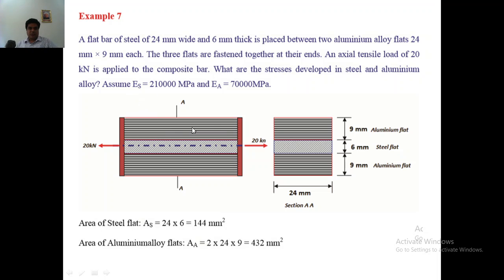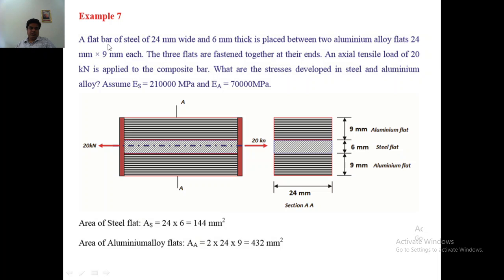Its cross section is given. One material or one bar in the composite bar is made up of steel, and the other one is made up of aluminum alloy. Both are flats. Flat means it's a long bar, and the cross section will be rectangular or square. So it's not a circular cross section, it is a rectangular cross section. Here it is given as rectangular, width and thickness. By looking at the geometry or the cross sections, we should decide whether the bar is circular or rectangular or square or whatever it is. So you should analyze the problem when the statement is given.